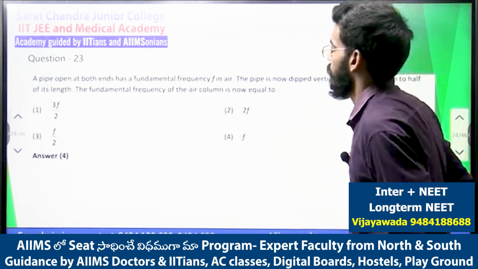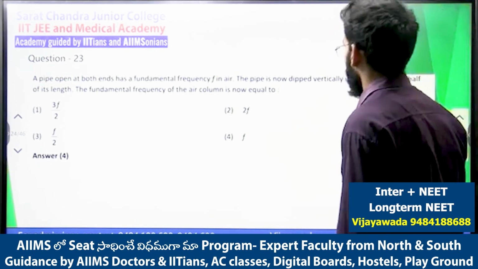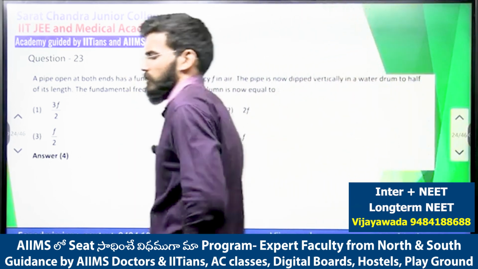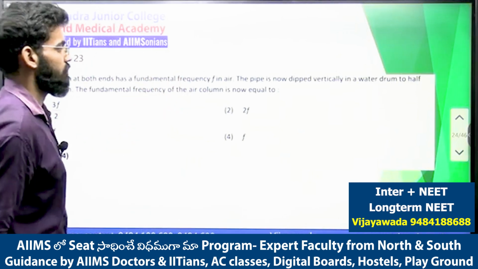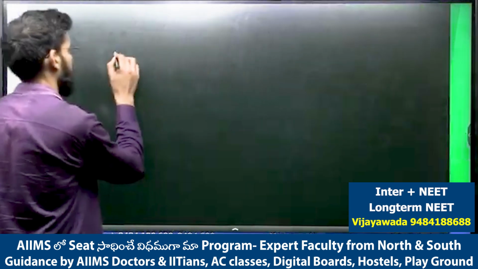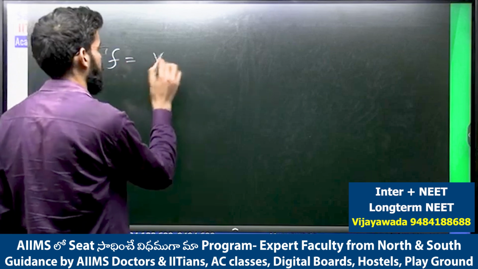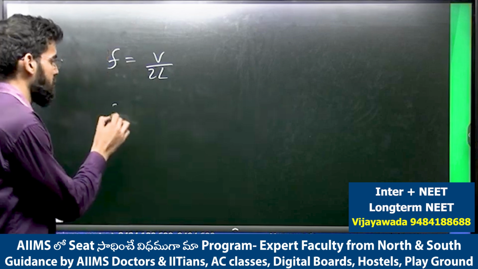23rd. A pipe open at both ends has a fundamental frequency F in air. Okay, open end, what can you say? Open organ pipe, right? So open organ pipe has a fundamental frequency F. Fundamental frequency of open organ pipe is V by 2L. Right? That's it.